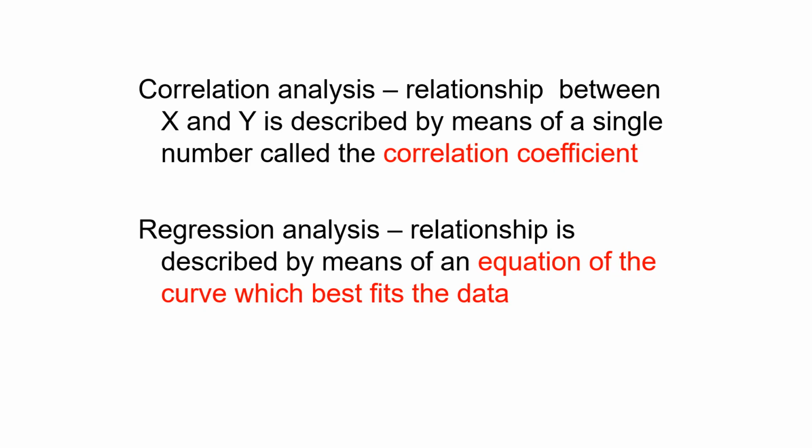In correlation analysis, the main objective is to determine and quantify the extent to which one quantitative variable X varies with another quantitative variable Y, without necessarily assuming that Y is dependent on X. The relationship between X and Y is described by means of a single number called the correlation coefficient. In regression analysis, the relationship is described by means of an equation of the curve which best fits the data.